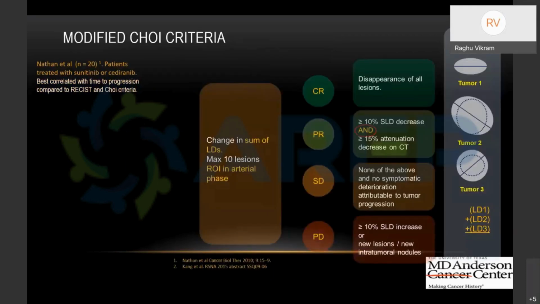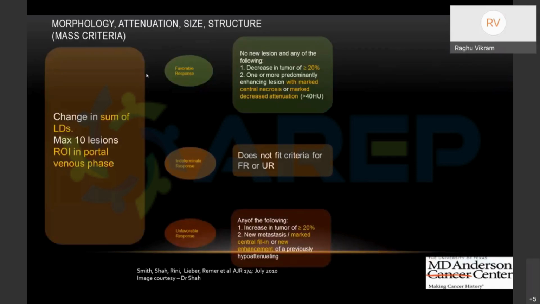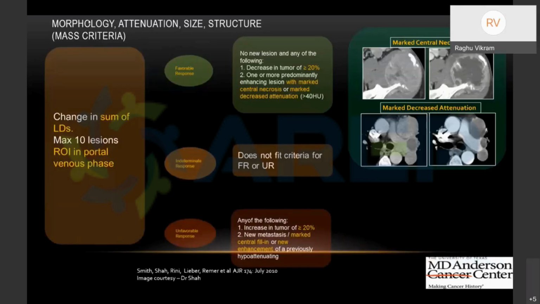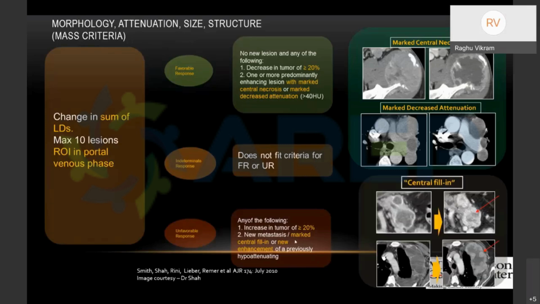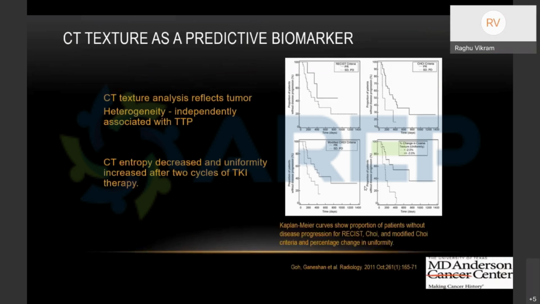Not only that, we have multiple. As I said, people modified it a little, rather than or, they would put an and, and call it modified CHOI criteria. And there is also a mass criteria, which is morphology, attenuation, size, and structure. I think this came from Cleveland Clinic, where they use a little bit more descriptors, right? So central fill-in versus new enhancement and stuff like that. But the principle is exactly the same, that size is not able to answer your question. It has to be size and morphology, right? I won't go into the texture.